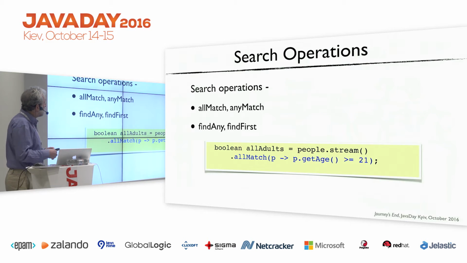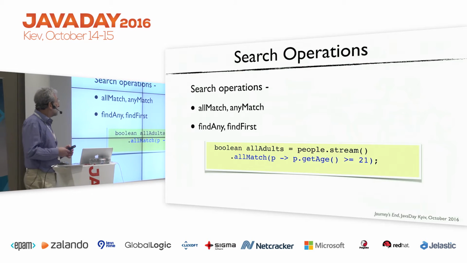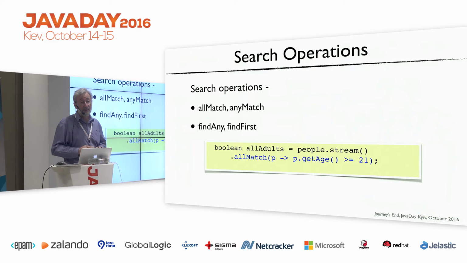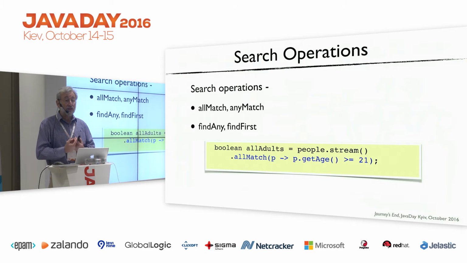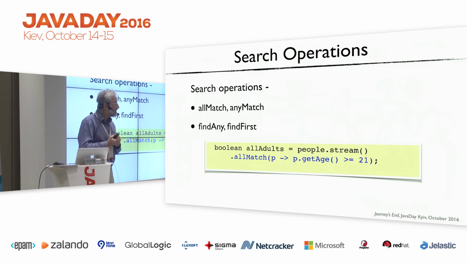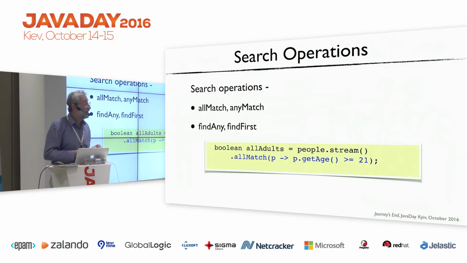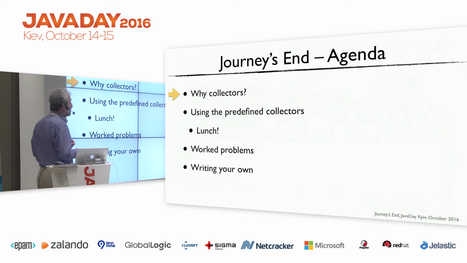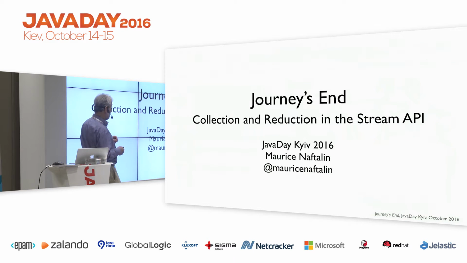The search operations are all match, any match, find any and find first. They're interesting because they're short circuit operations. As soon as, for example, you use find any or find first, a stream will be processed until the value is found, and then that value is returned, and at that point processing of the stream stops. That's interesting because of the way that streams work.